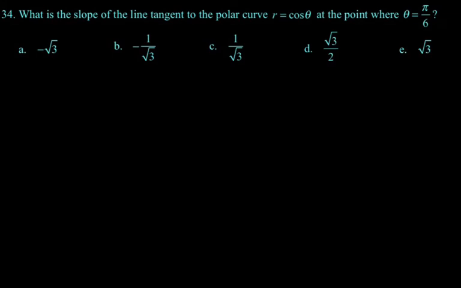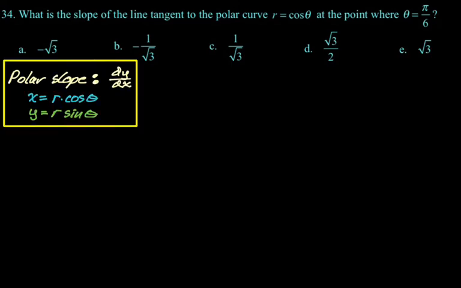What is the slope of the line tangent to the polar curve r equals cosine theta? So the slope of the curve is going to be dy dx at the point where theta is pi over 6. So we need to remember polar slope is dy dx, and x is r cosine, y is r sine. It looks like we're doing this by hand. Ugh. Okay, so x is going to be r, which is cosine, times cosine. So x is cosine squared. So we need dx, I always write dt, it's really d theta.